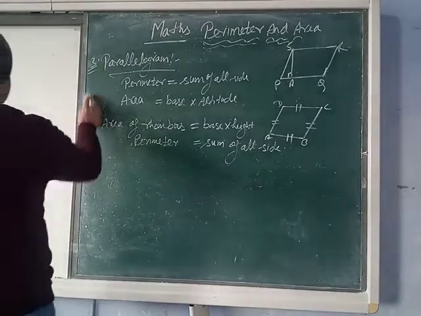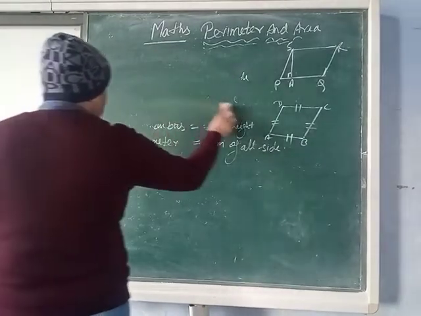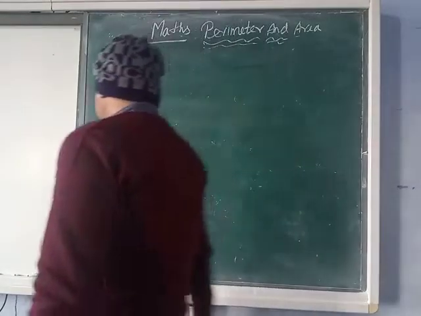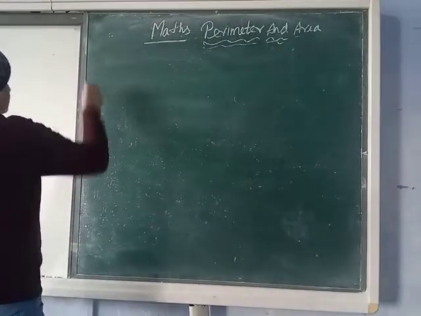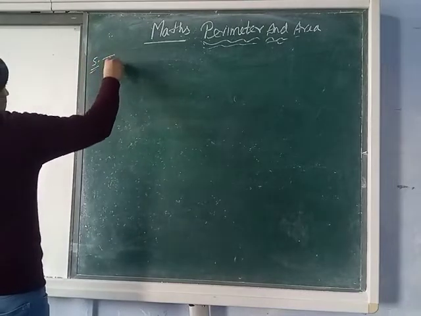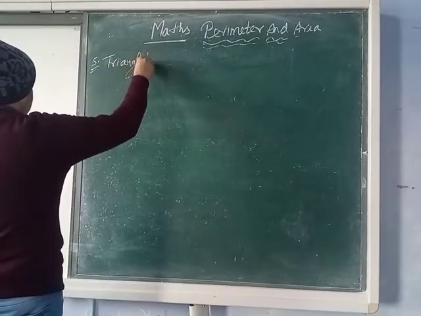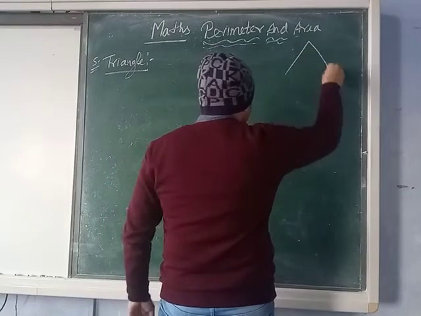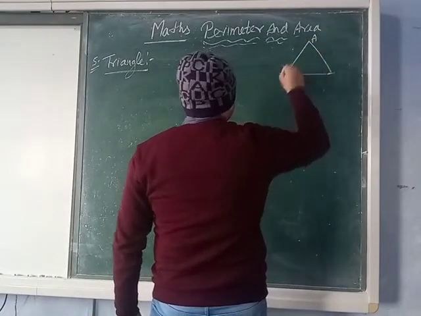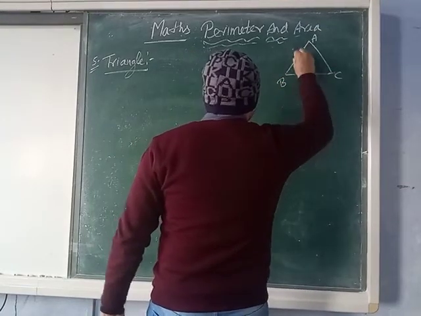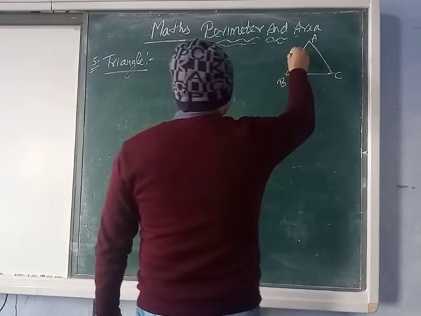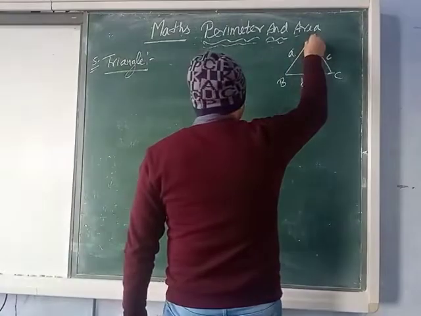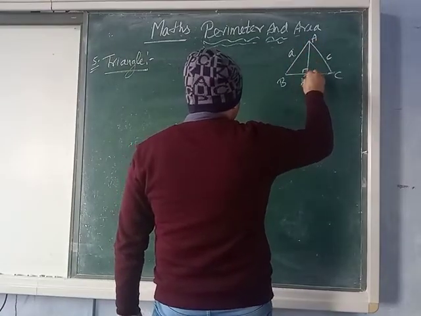After this, triangle. Suppose their sides are A, B, C. Okay. So now draw a rectangle, that is A.